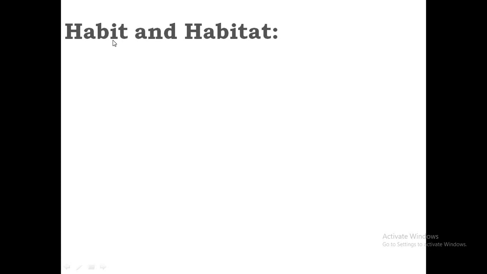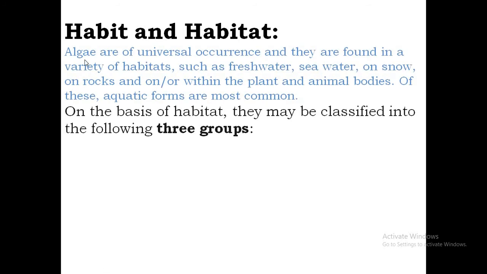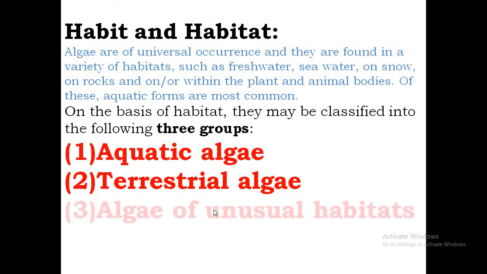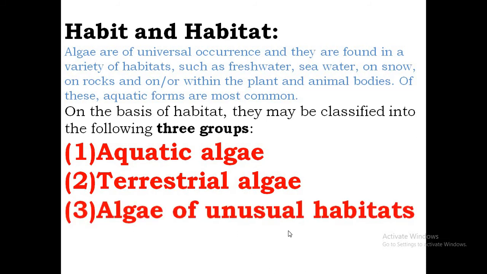The first important character of algae that we will study here is habit and habitat. All of you very well know that algae are of universal occurrence and they are found in a variety of habitats, such as freshwater, seawater, on snow, on rocks and on soil, or within the plant and animal bodies. Of these, aquatic forms are most common. On the basis of habitat, they may be classified into the following 3 groups: aquatic algae, terrestrial algae, algae of unusual habitats.